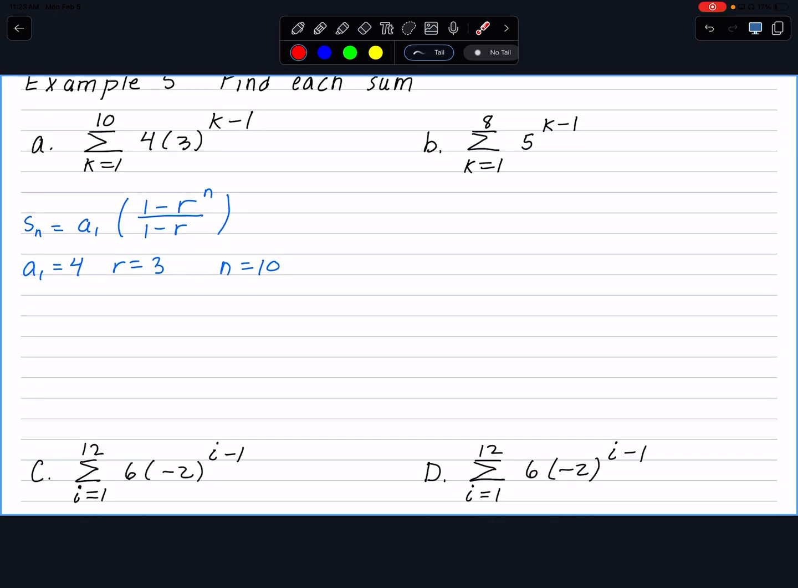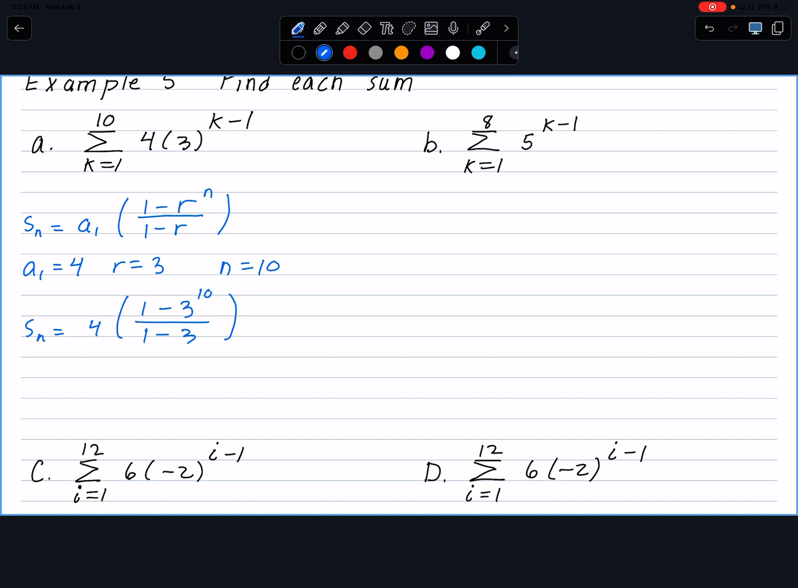It's time to plug them in. So I'm going to plug these into my formula. So I get the sum equals the first term, which in this case is 4, times 1 minus r, which is 1 minus 3, raised to the power of n, which in this case is 10, all over 1 minus 3. From there, it's just a matter of plugging this all into our calculator very carefully.